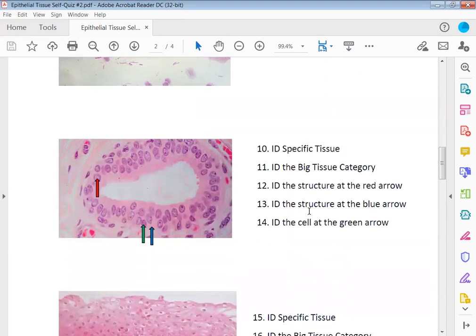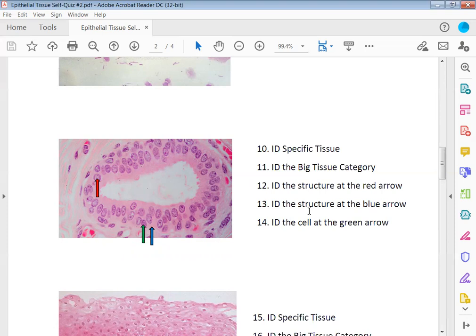This picture here, 10 through 14. Number 10, identify the specific tissue. The specific tissue would be stratified cuboidal epithelium. Number 11, identify the big tissue category. Number 11 would be epithelial or epithelium.